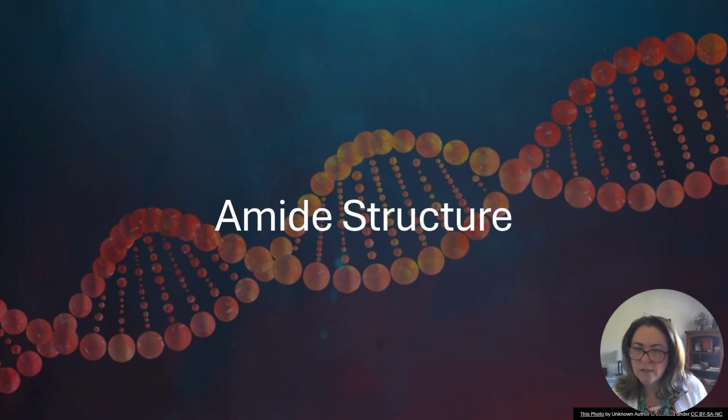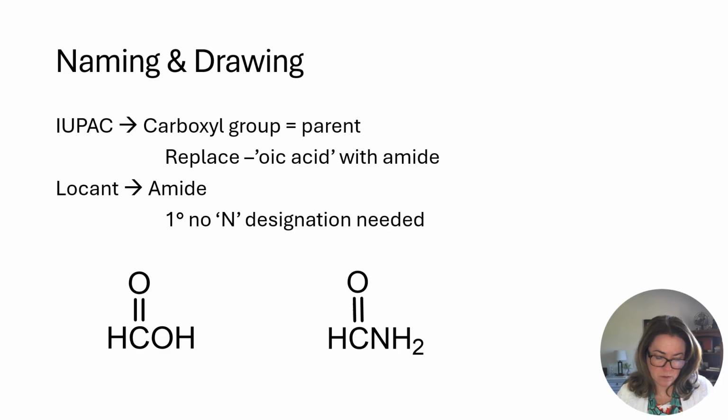All right, so let's talk amide structures, naming and drawing. The carboxyl group is going to provide us with our parents. We are going to replace the oic acid with amide. Now, with our locants, for our primary amides, there is no N designation needed. We will see a change in this when we get to secondary and tertiary.